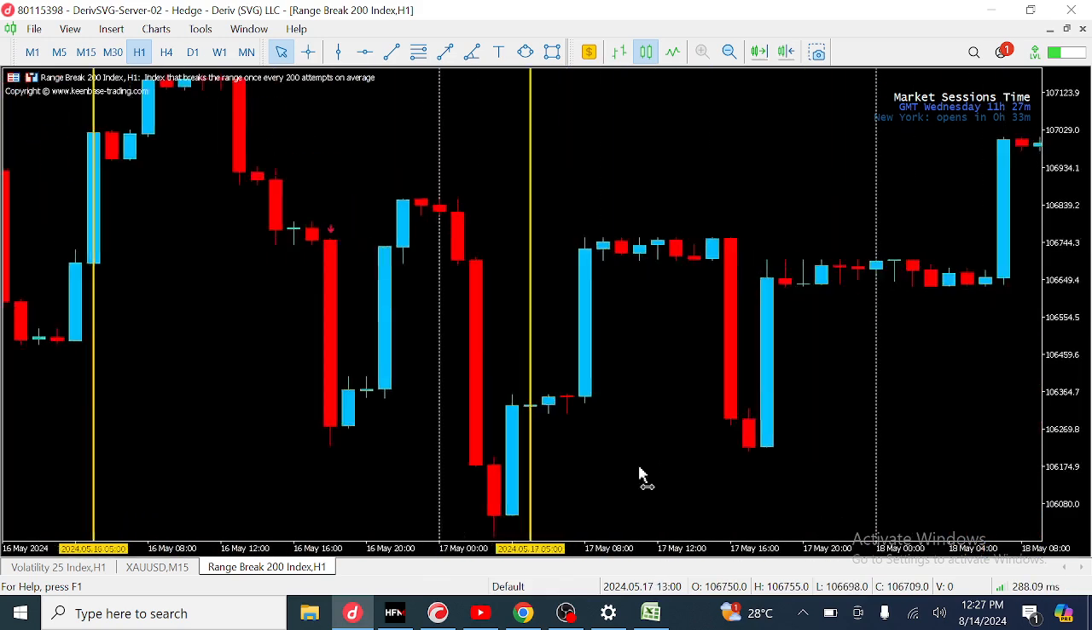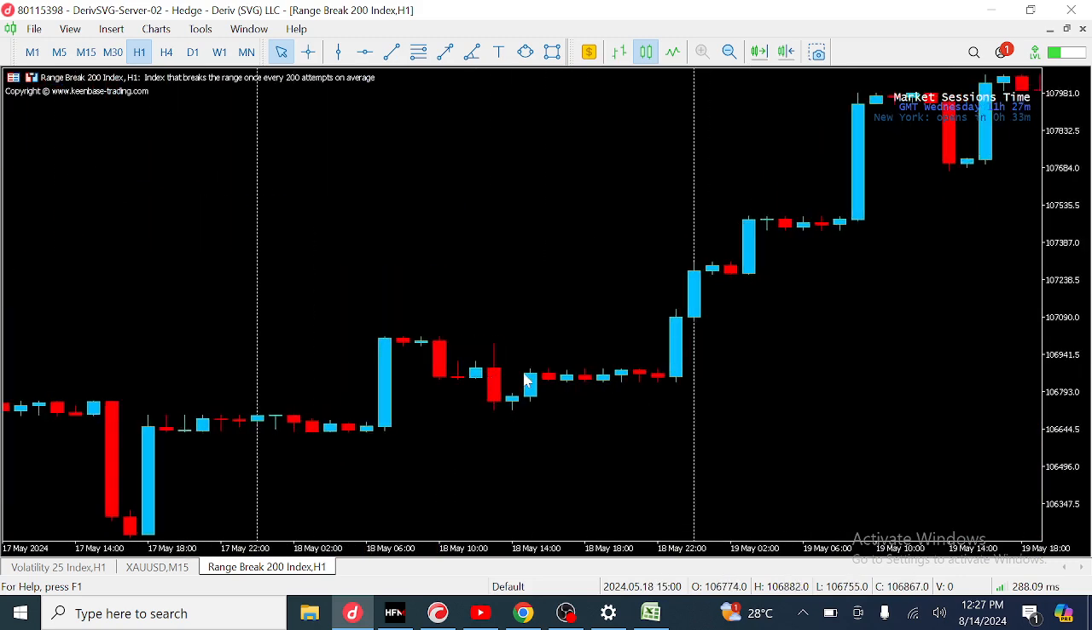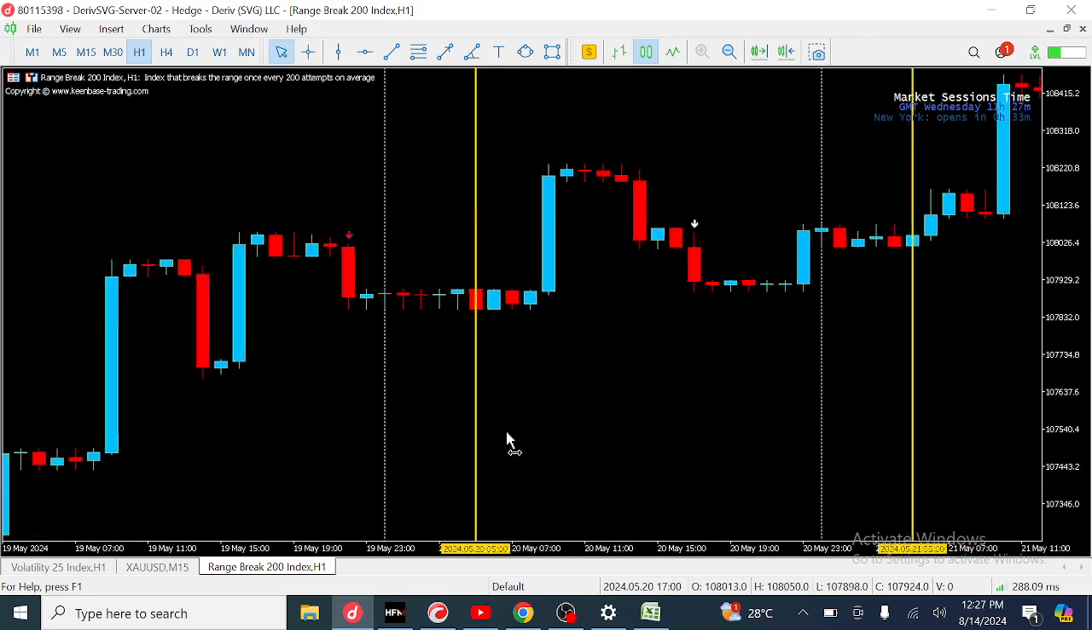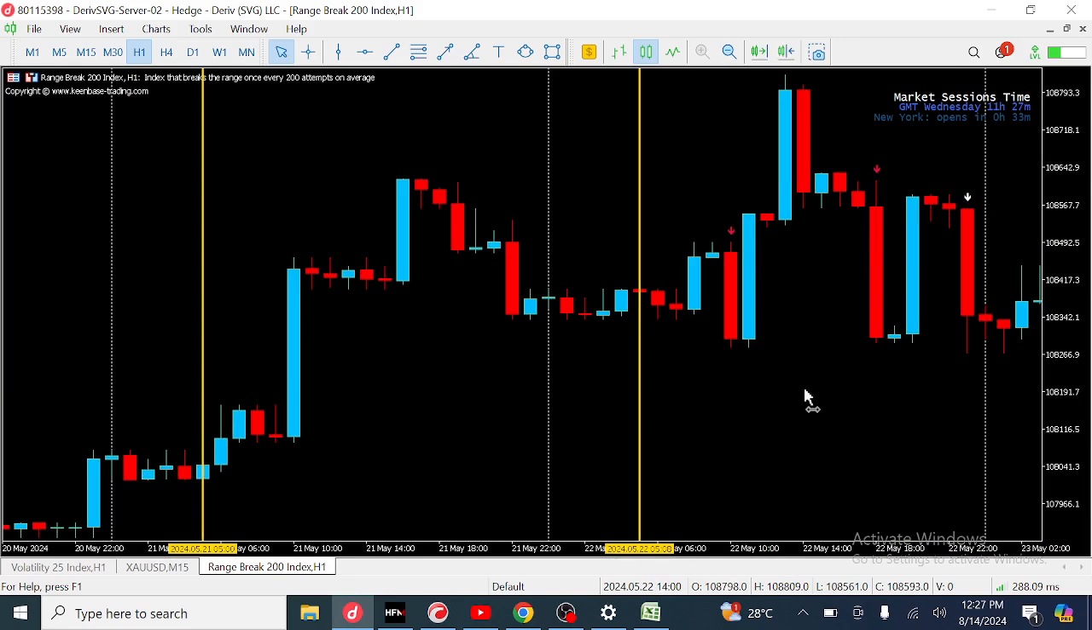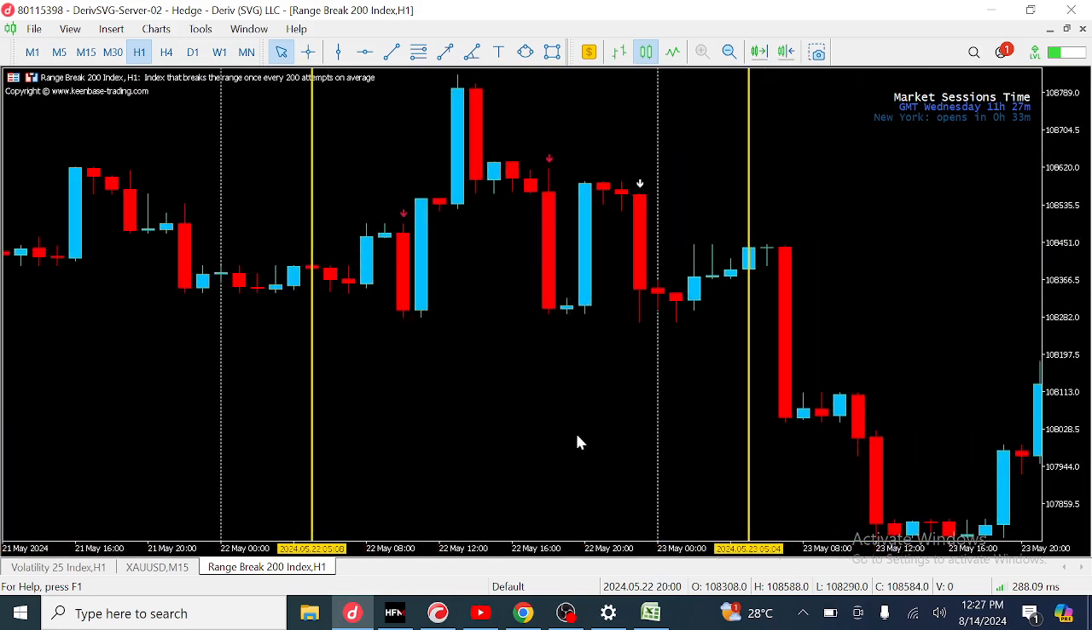So now, no entries because we don't have the arrow. We just have one arrow here. We need two arrows. So far, we've not had any loss. We've had two entries, and there is no loss. So now we have another entry here. As you can see, the red arrow and the white arrow.